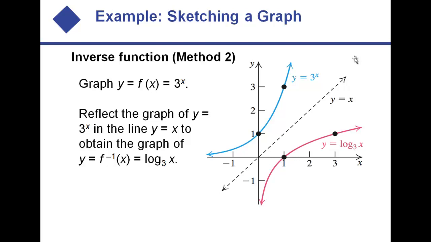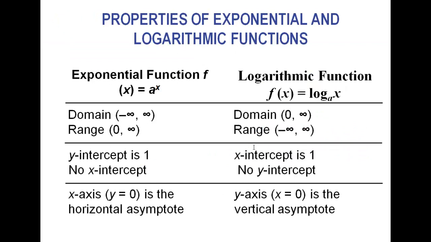If we plot the two functions together, log base 3 of x and y equals 3 to the x, you can see that they are perfect mirror images of each other across the line y equals x, and that means they are inverses. So if we put them side by side, we can see properties of exponential and logarithmic functions also show that they're inverses. The domain of one ends up being the range of the other. The domain of the log function is the range of the exponential function. So that's one key element of being inverses.